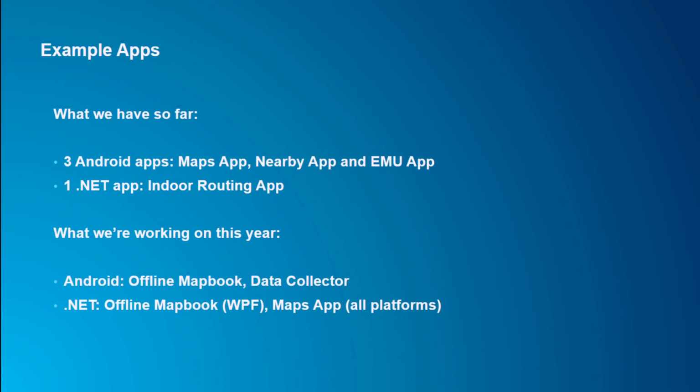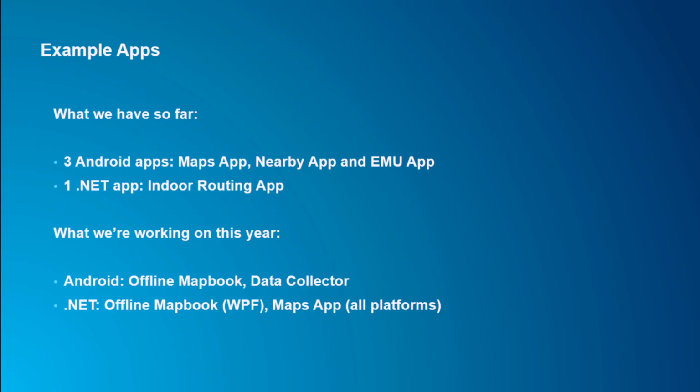What we have so far, you've seen in the plenary: the EMU app and the indoor navigation. We also have for Android Maps app, which is your organization's first app. It's just an app that has several maps in it, and you can switch back and forth, and you can log in. The code is out there, you can take a look at it, and a nearby app.